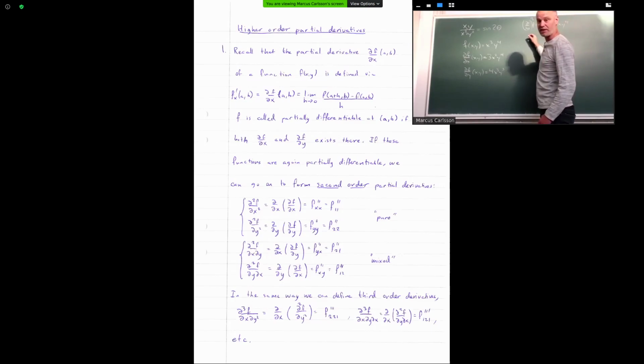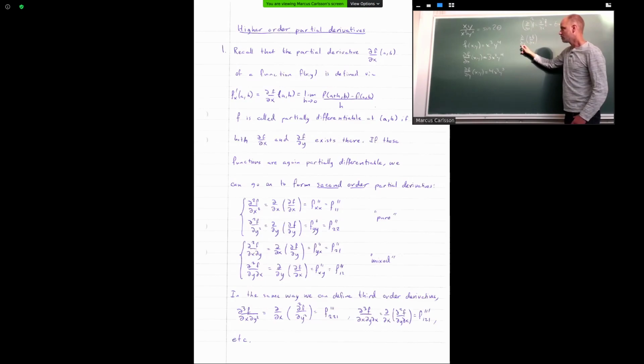And then there are the mixed partials, okay? So that's doing, now I can differentiate df dx with respect to y as well, right?